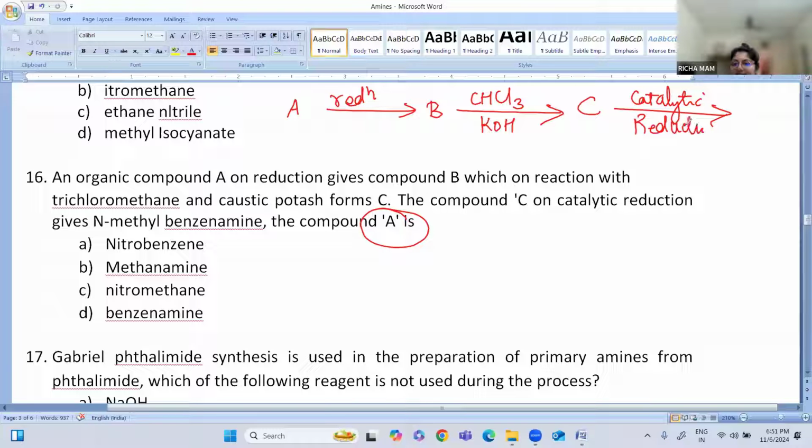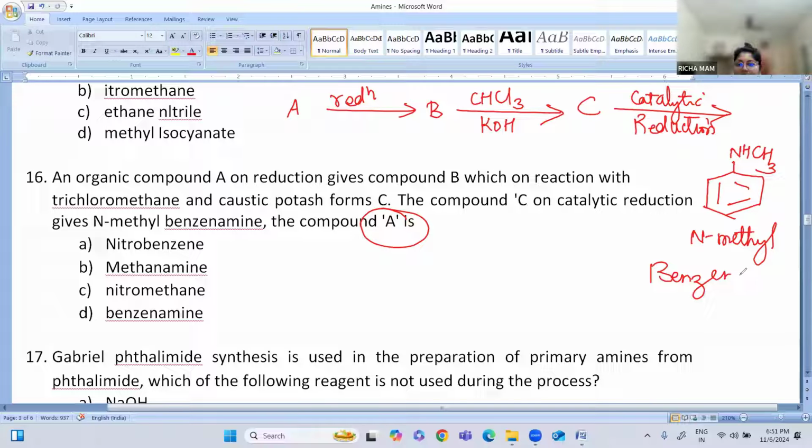Reduction means addition of hydrogen. I'm going to get what? I'm going to get N-methyl benzenamine. So how is the N-methyl benzenamine? This is a benzene, okay, amine, NH and CH3. So this is N-methyl benzenamine. Got it? So they have asked what is A. Now the options are A, nitrobenzene, B, methenamine, C, nitromethane, and D, benzenamine.